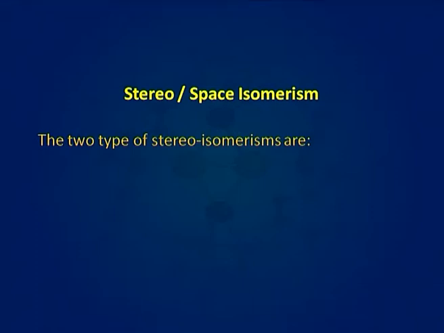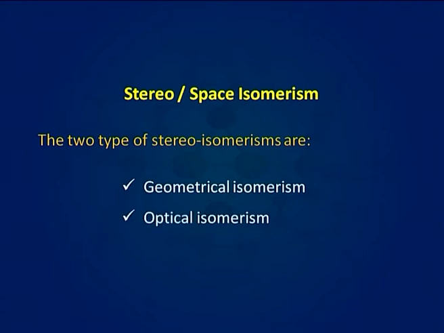So, what are stereo or space isomers? These isomers differ only in the spatial arrangement of atoms or groups about the central metal atom. It is possible only in the complexes having coordination number 4 or greater than 4. The two types of stereoisomerisms are geometrical isomerism and optical isomerism.